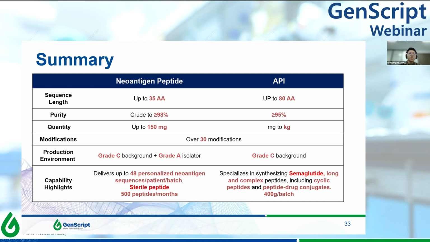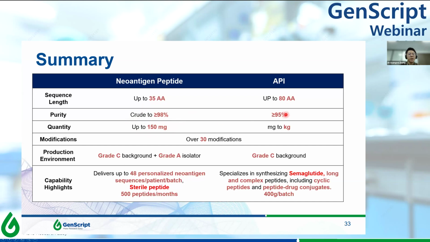So after talking about our API and the new antigens capabilities, there has to be a summary. As stated above, our capability to produce neoantigens and APIs, whose sequence lists, purity, and quantity are custom-made and can be adjusted. We usually synthesize neoantigen up to 35 amino acids, and the purity is crude to 98%. Quantity is up to 150 milligram.